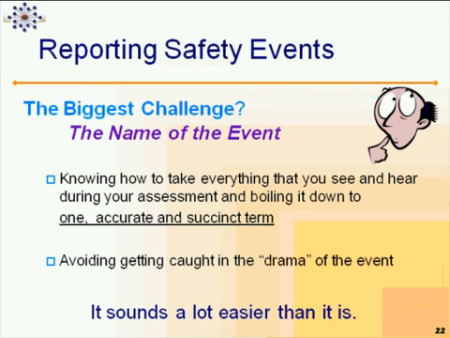The biggest challenge is the name of the event, knowing how to take everything that you see and hear during your assessment and boiling it down to one accurate and succinct term. Avoiding getting caught in the drama of the event. Sounds a lot easier than it is.